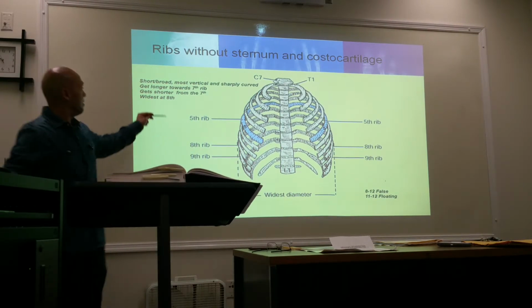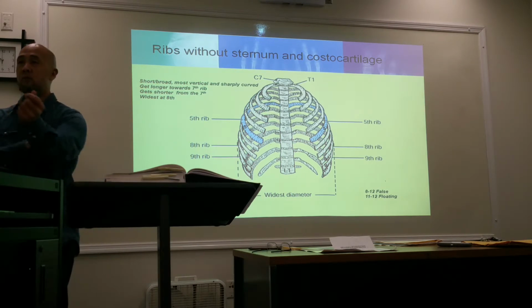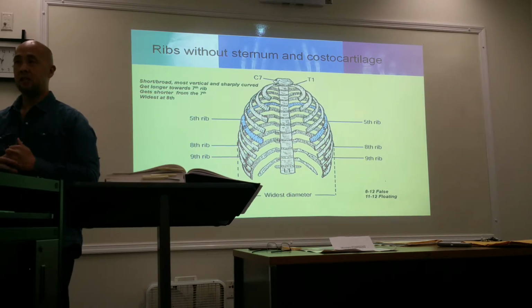You guys got this? Before I move forward? So short and broad, most vertical and sharply curved in the upper ribs. They get longer towards the 7th, and get shorter from the 7th on.